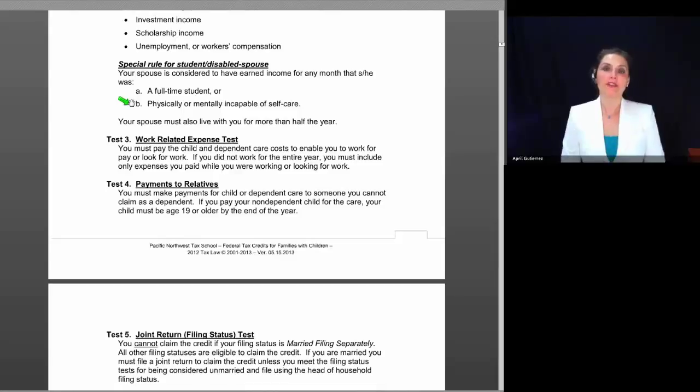Now, sometimes there's another reason why there's a problem, and the reason has nothing to do with the eligibility of the client. It simply has to do with a data entry error on the part of the preparer. The data entry error is that when you, as a practitioner, enter W-2s into your computer, you should be telling the computer whose W-2 that is. Is it the taxpayer's W-2 or is it the spouse's W-2?